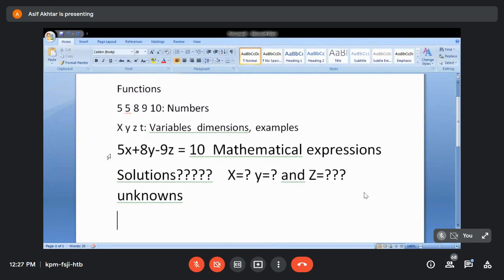Now, before I move ahead, I would like to tell you that every subject has its own language, its own grammar, its own style of writing. You have to understand that subject in its language, expression, grammar, and terminology. The same is true of mathematical analysis. I use the words variables, mathematical expression, and solution. These are the language. And writing 5x and 8y and 9z and then putting them equal to 10 is the style, the grammar of writing it.